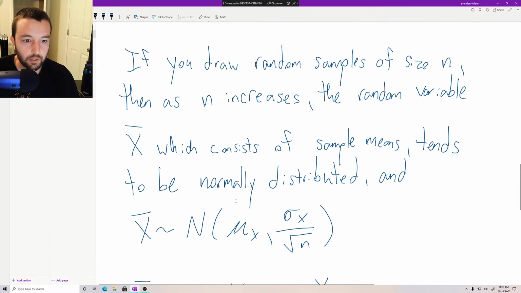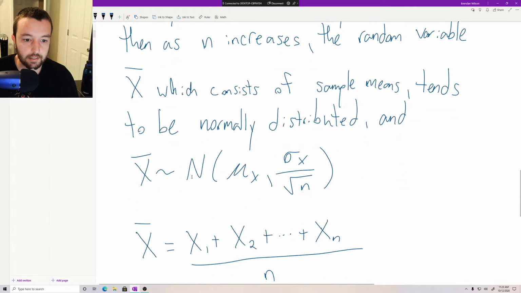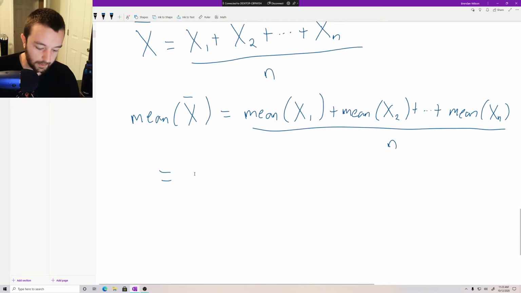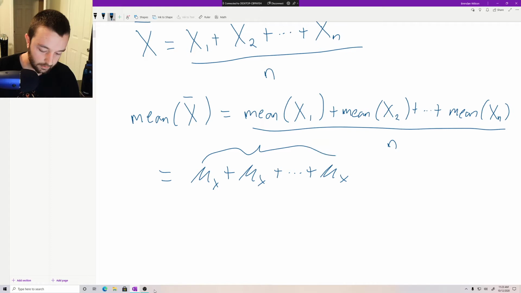Now, each xi is essentially just an offshoot of this x, so they all have the same mean as this x. That means this is mu x plus mu x plus mu x, because they all have mean mu x. And there are n of these, so let's say this is n times.